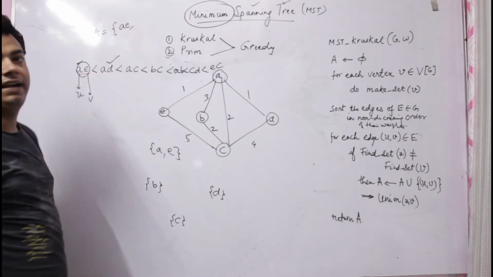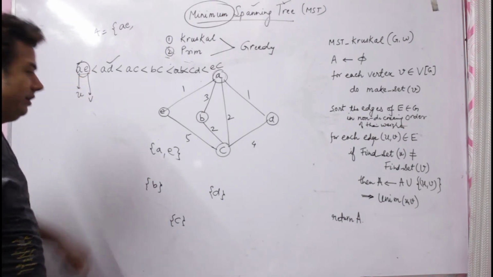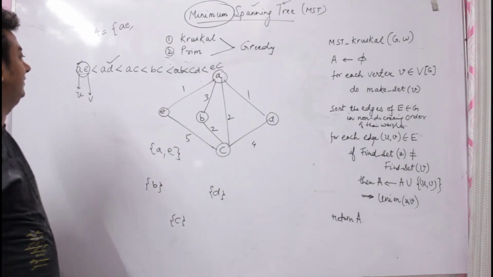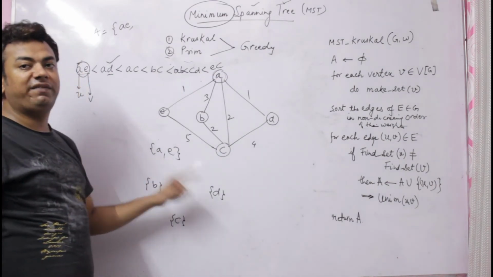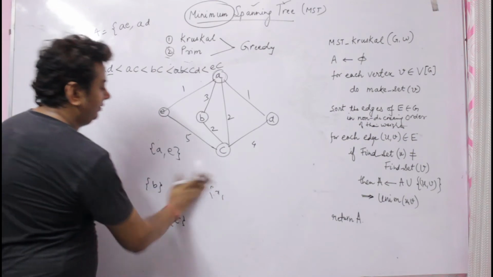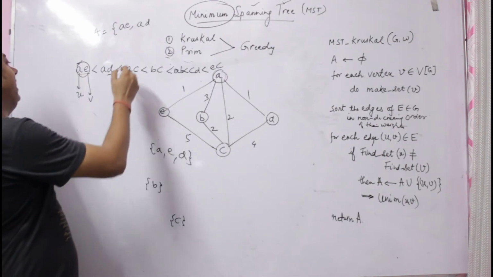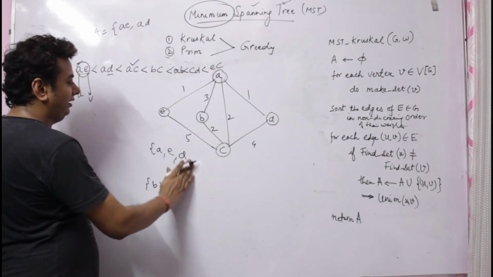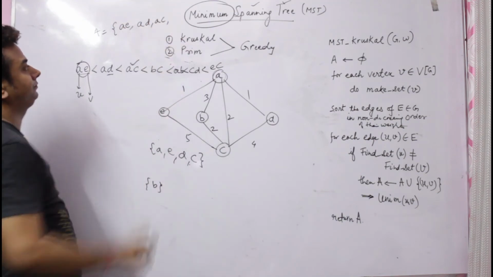Again, we will pick this AD edge and check for A. What is the super parent of A? The parent of A is itself, in this set. What is the super parent of D? It is this one. These two are not equal, so we will merge them and also include this AD in our set. Fine. Again we have AC. The super parent is this one, and C is here. Include it here, and include AC here also.